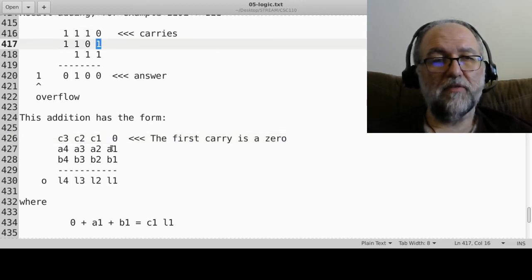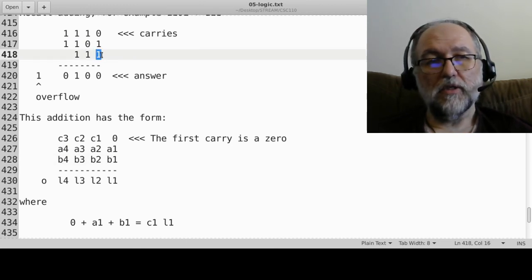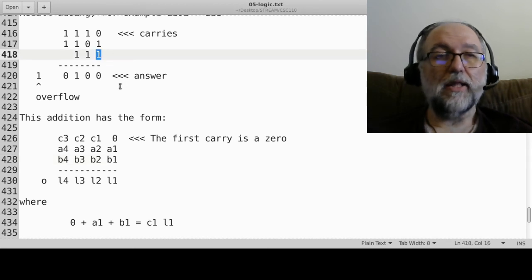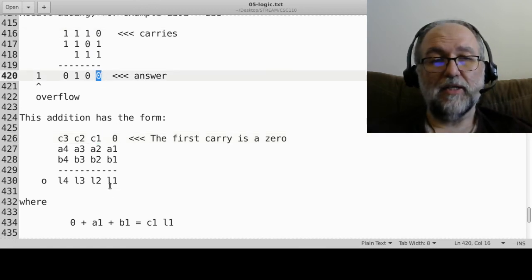There's the first bit of the first number. So the first number I'm going to call A, and there's the first bit of the first number, I'm going to call that A1. Okay, there's the first bit of the second number, I'm going to call it B1. So the first bit of the second number is B1. Okay, and then there's going to be a carry from that addition, there it is, and I'm going to call that C1. There's also a least significant figure from that addition, I'm going to call it L1, like that. So there's L1, and there's C1.